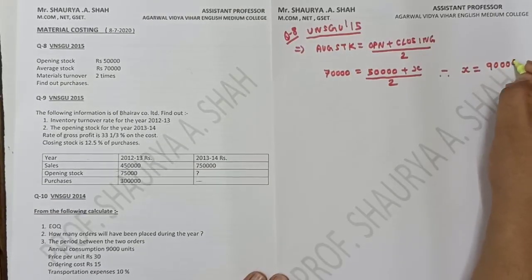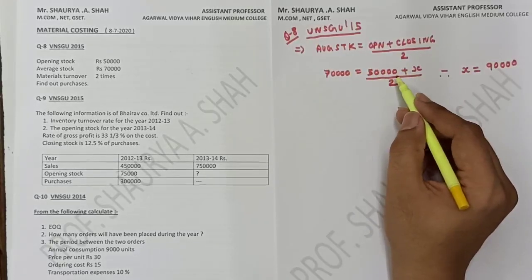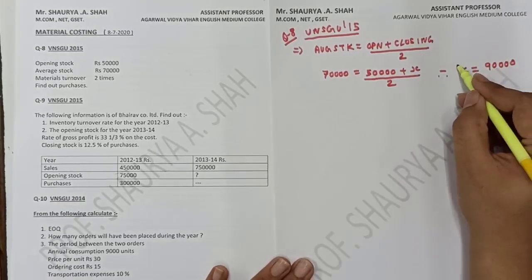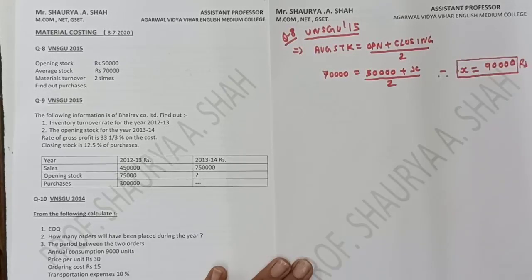How 90,000? 2 into 70,000 is 1,40,000 minus 50,000, right? So I'll get the answer of 90,000 rupees. That is my closing stock. I suppose it is clear to each and everyone. So always start first with the thing which is given in the sum and then you can proceed further. So I have found out the closing stock.